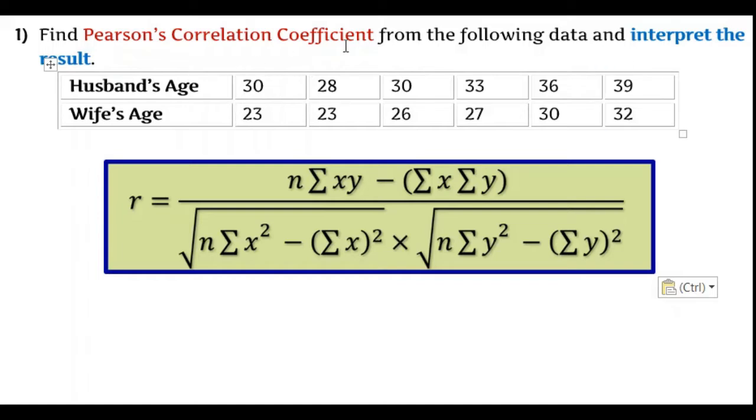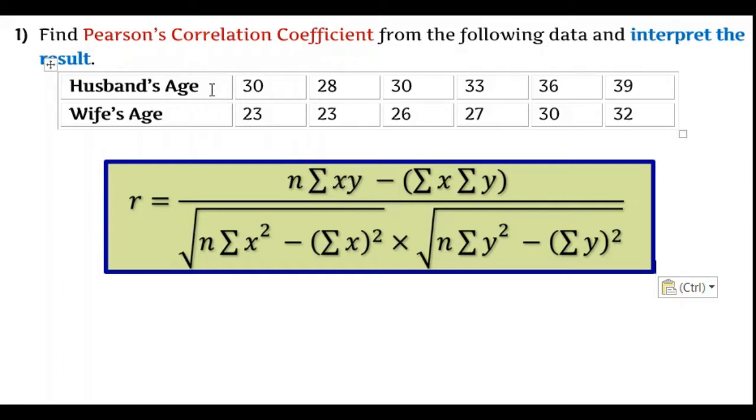That is, 6 husbands' and wives' age information is collected. That is the number of respondents, to be specific. So that is what is given here, 6. Then we need sigma xy. Sigma xy stands for the product of x and y, and then we have to sum the products. So that is equal to sigma xy.